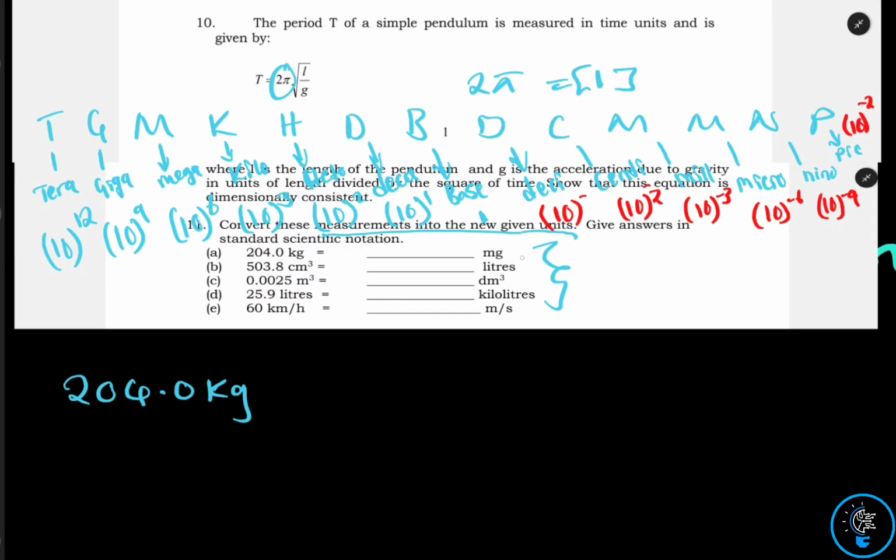So here we are told to convert kilograms into milli. So we are going to convert from kilograms, where's kilograms? Here, from kilograms to the basic unit. So we're going to convert it to basic unit, then from basic unit to milligram. Okay, let's do it.